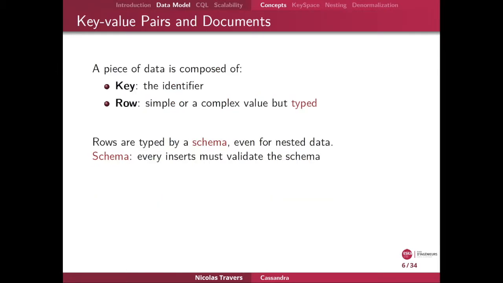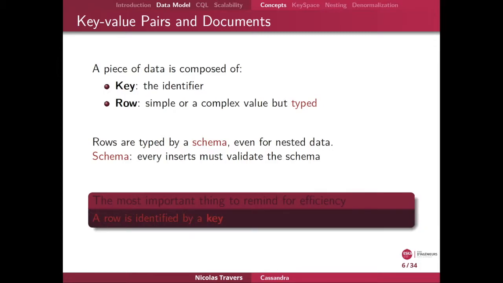Every piece of data is composed of one key, the identifier, the primary key if you want, and a row. This row can be a simple or complex value, but the main point is the row is typed. So rows are typed by a schema. So you have to define a schema, and every insertion inside the table must validate the schema. The most important thing to remember is if you want to make your database very efficient, use the key. If you use a key, every query will be very efficient.